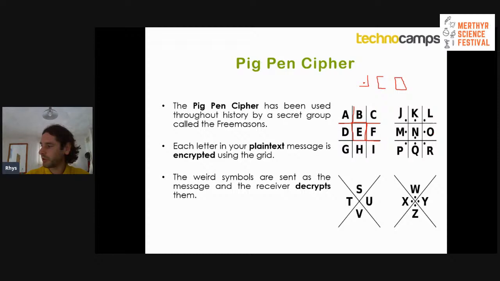Now if we go over to here to look at the O, again that's got that squared C, but it's got a dot inside, so we can see that's an O. And then the N in the middle would be a square with a dot inside.